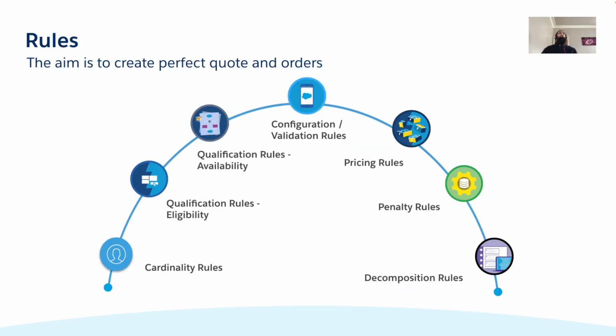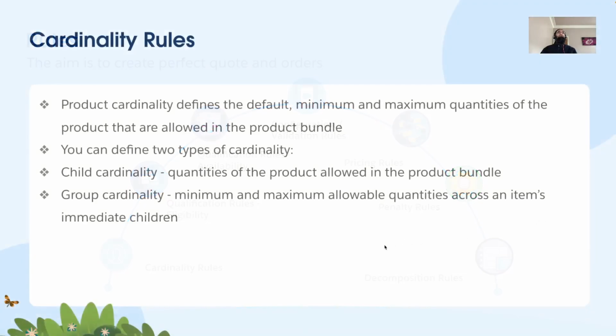Okay, let's now move to rules. The purpose of rules is to create the perfect quote and order. The quote shouldn't be invalid with incorrect pricing, or the order shouldn't be rejected further downstream. So for this, we have various rules: cardinality rules, qualification rules, validation rules, pricing rules, penalty rules, and decomposition rules.